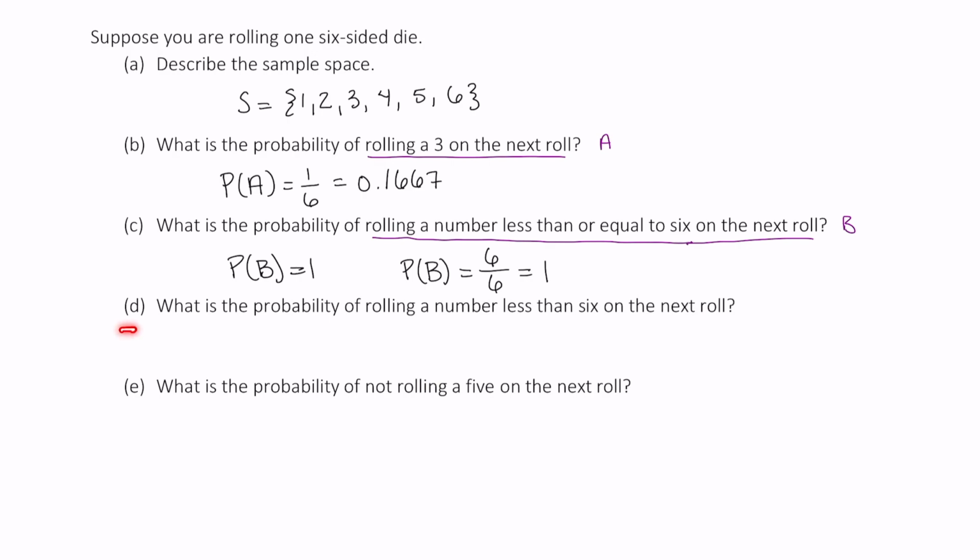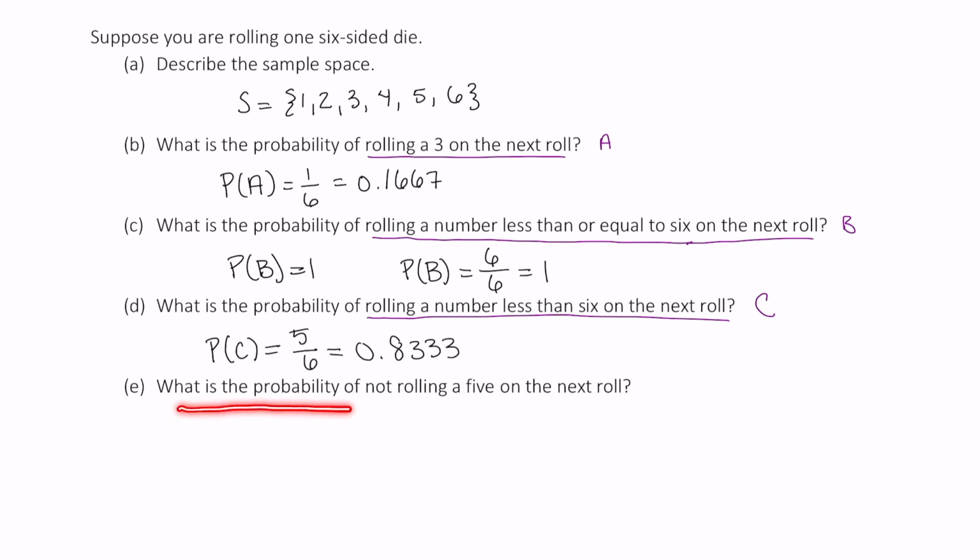Next, let's look at part D. What is the probability of rolling a number less than 6 on the next roll? As always, I'm going to label my event first. This is event C. And now we want a number less than 6, so not equal to 6. Notice that this is missing here. So we want a number strictly less than 6. And there are 1, 2, 3, 4, 5 numbers strictly less than 6. So the probability of C is equal to 5 out of 6. As a decimal, that's 0.8333.